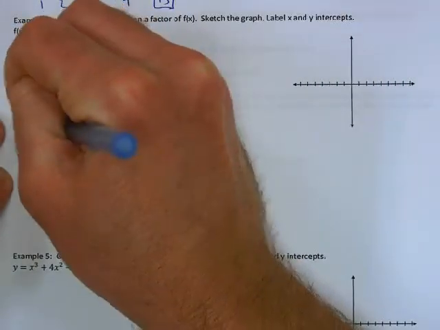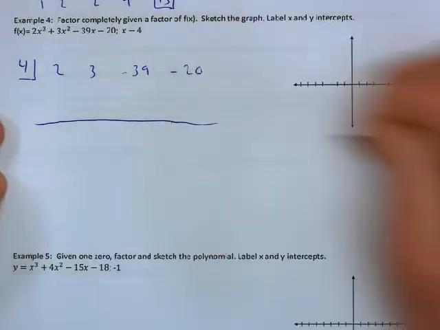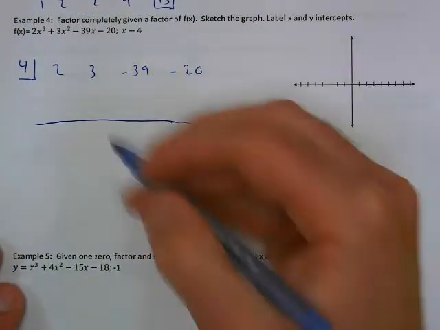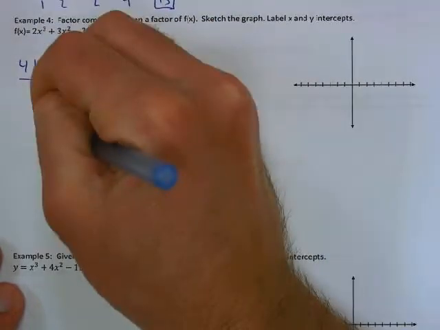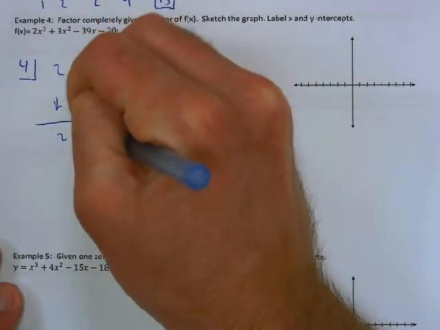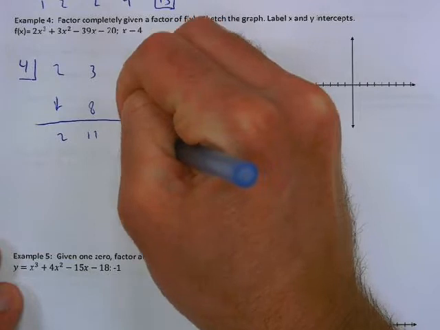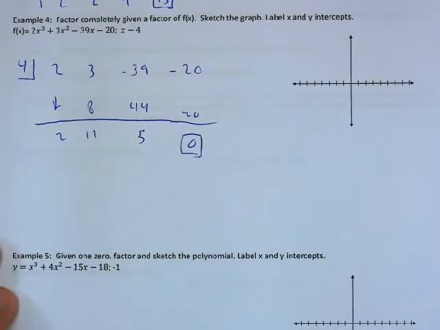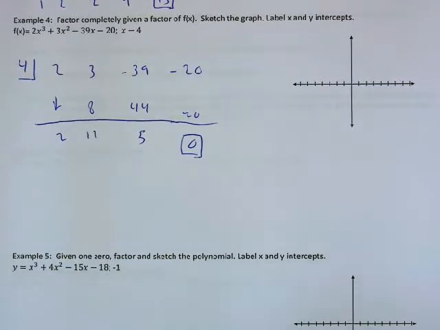Okay, now, I've been going kind of slow to make sure everyone's keeping up. But this is how quick this can be once you get it down. Once you get it set up, bring down the 2. 2 times 4 is 8. That gives you 11, 44, 5, 20, 0. Okay, now I'm not trying to erase or anything, but it's just multiplication and subtraction. So you can go through that pretty quick.